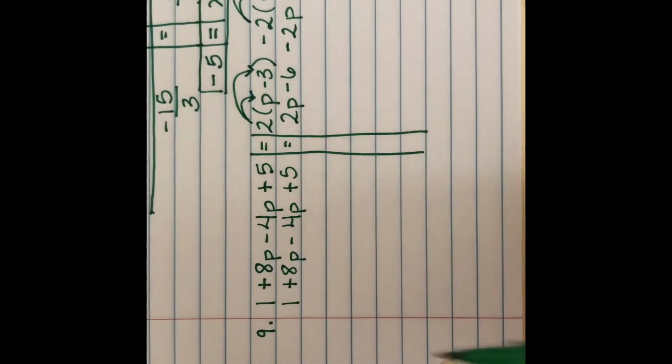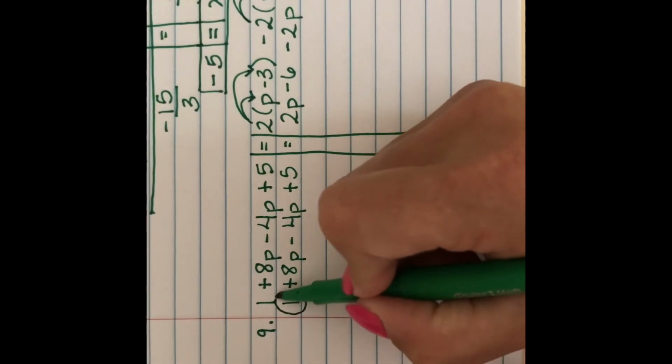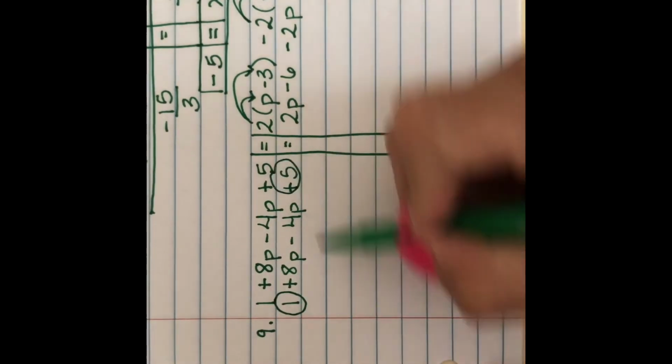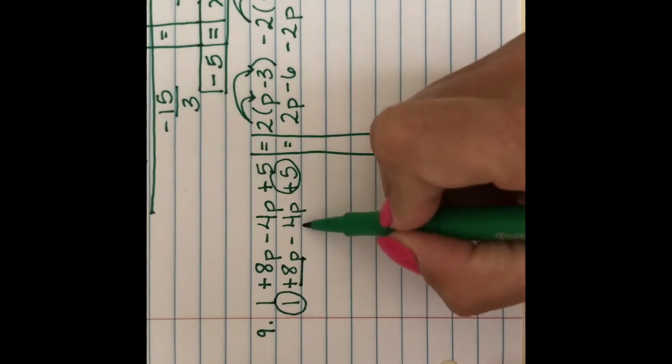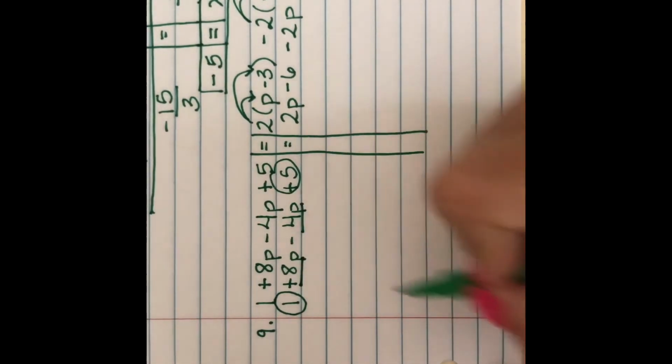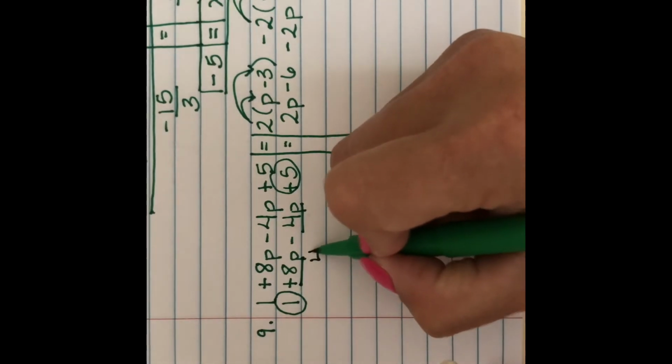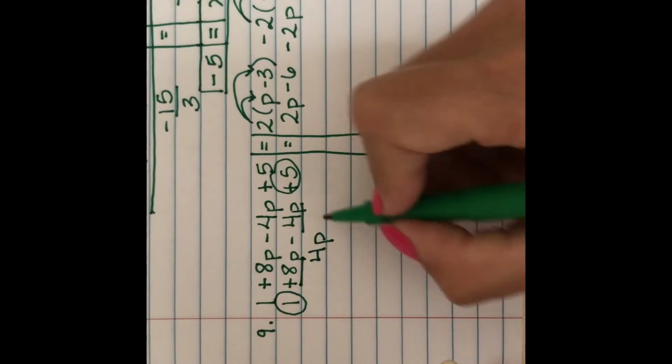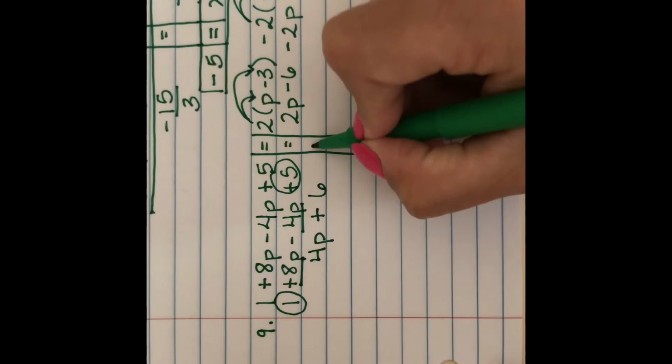Okay, on the left side, I'm looking for my like terms. So I have a positive 1 and a positive 5, and then I have a positive 8p and a negative 4p. I like using my variables first. 8p and negative 4p make positive 4p. 1 and 5 make positive 6.